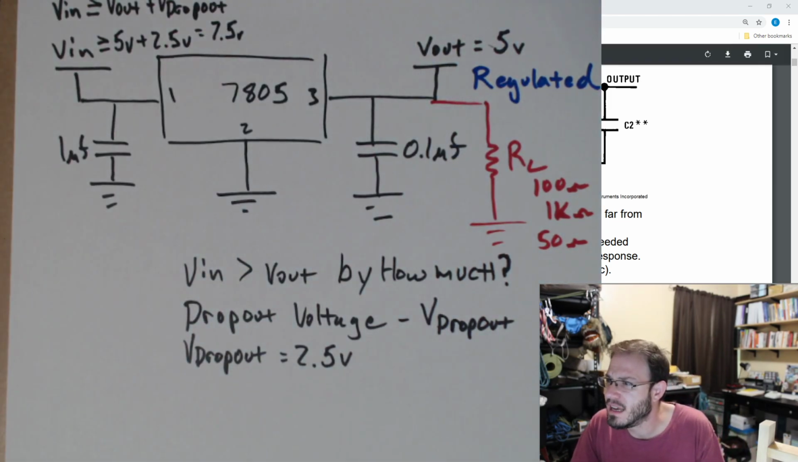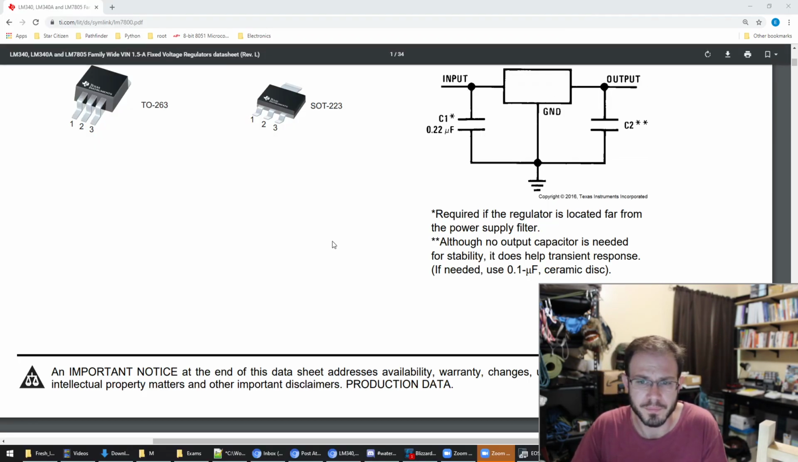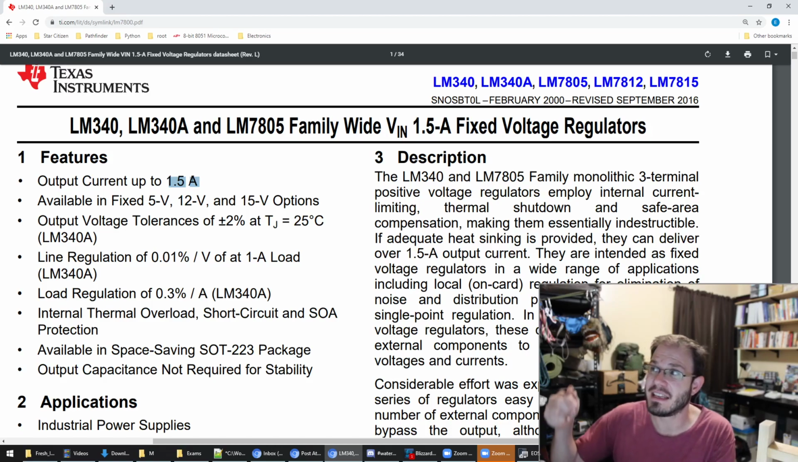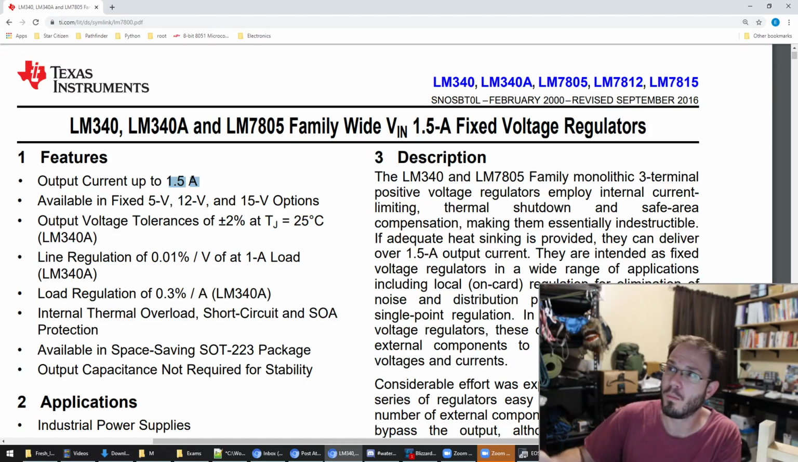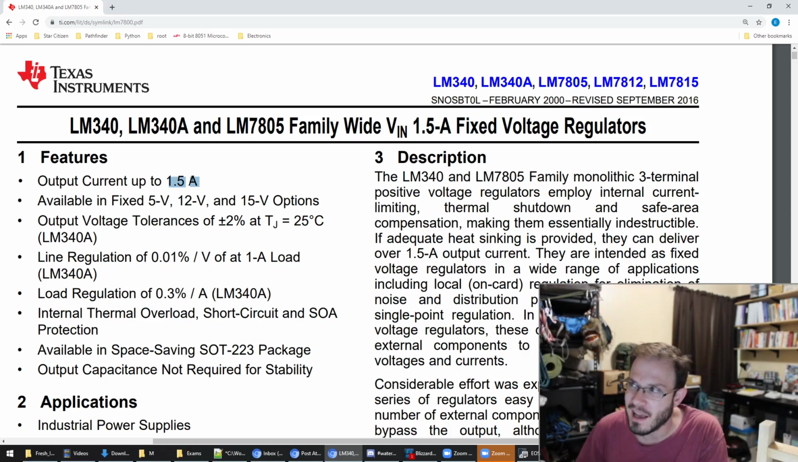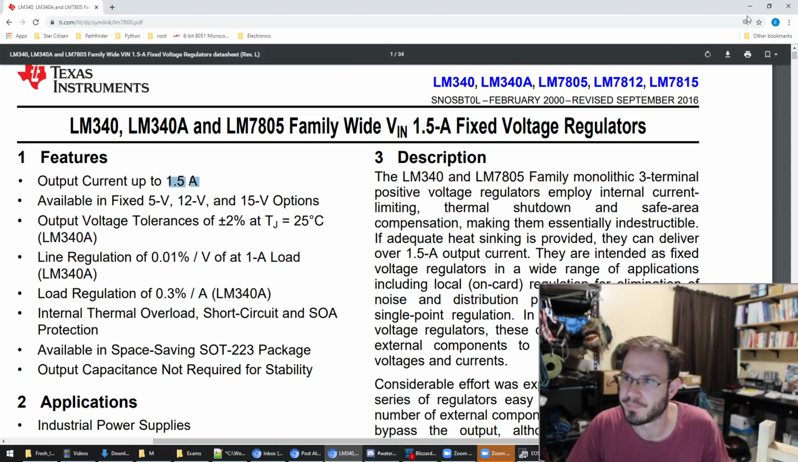Okay, let me see if there's something else that I can show from the data sheet. Okay, so output current up to 1.5 amps. That is the max of this part. You won't be able to put out 1.6 amps. However, that's not the whole story, because it depends on the voltage difference between the input and the output. So let me show you how to calculate power dissipated by this regulator.